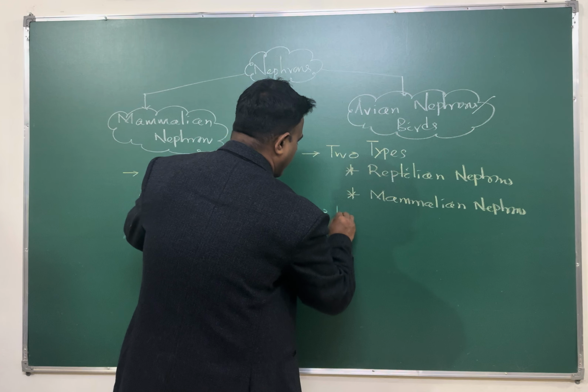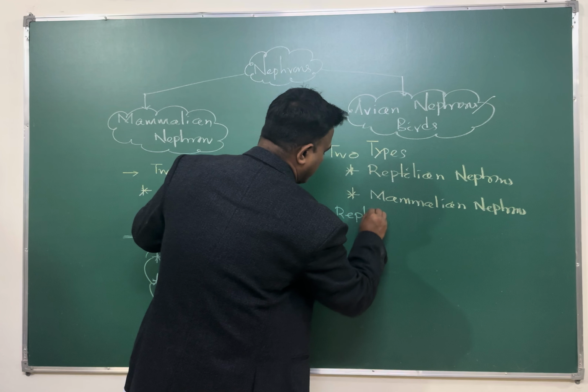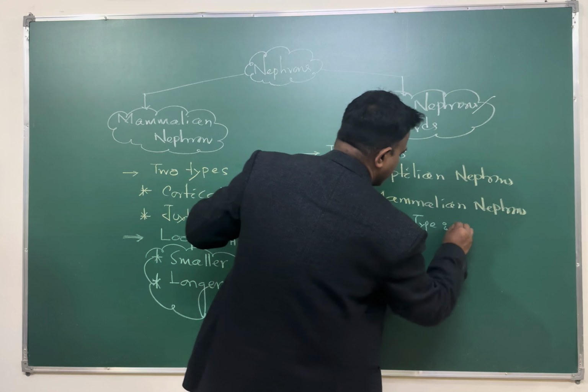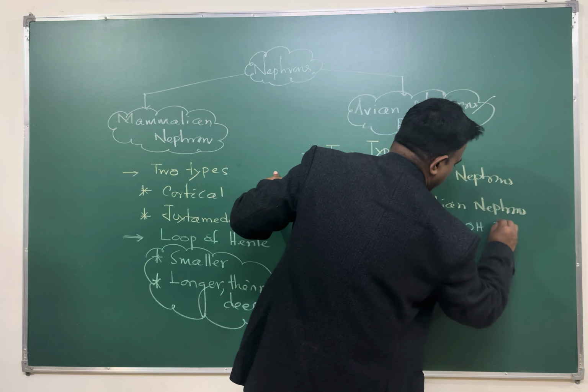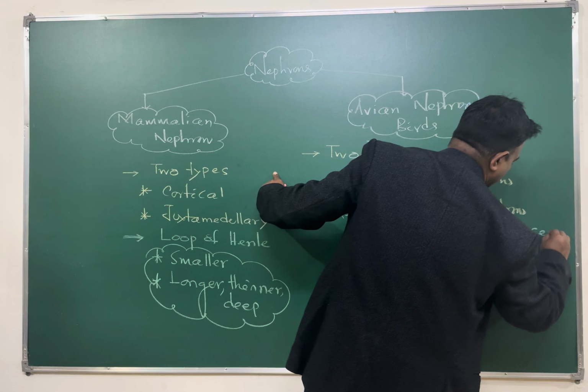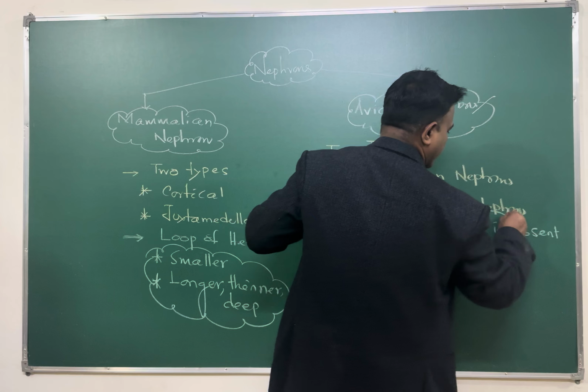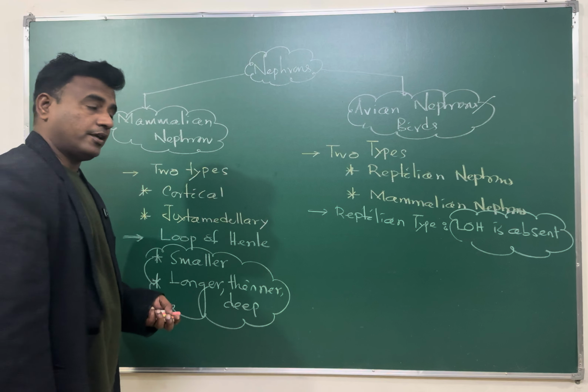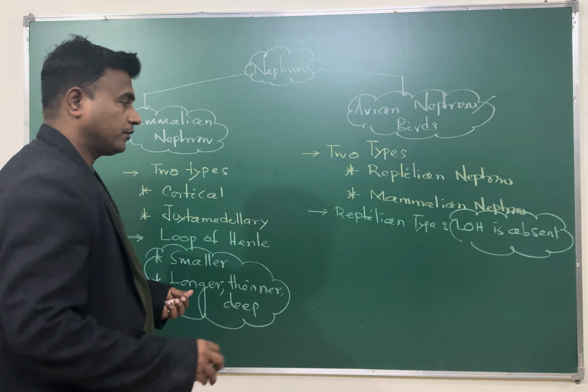whereas if you come here to the reptilian nephron, means reptilian type of nephron, this loop of Henle is absent. So this is a critical point. Here, instead of loop of Henle, a tubular structure joins the PCT and the DCT.